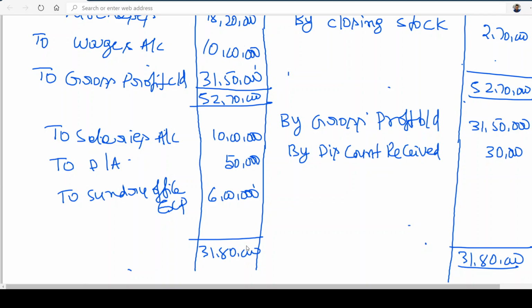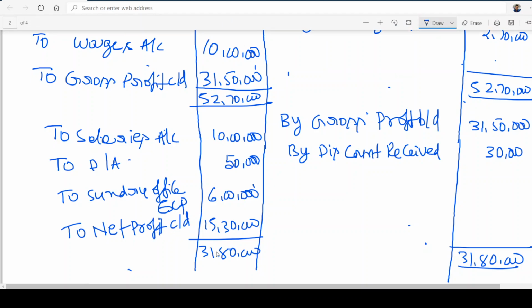31 lakhs 80,000 minus the total of 16 lakhs 50,000 comes to a net profit of 15 lakhs 30,000. You can check the calculation, my dear friends, in case there are any casting mistakes. So this is your net profit.